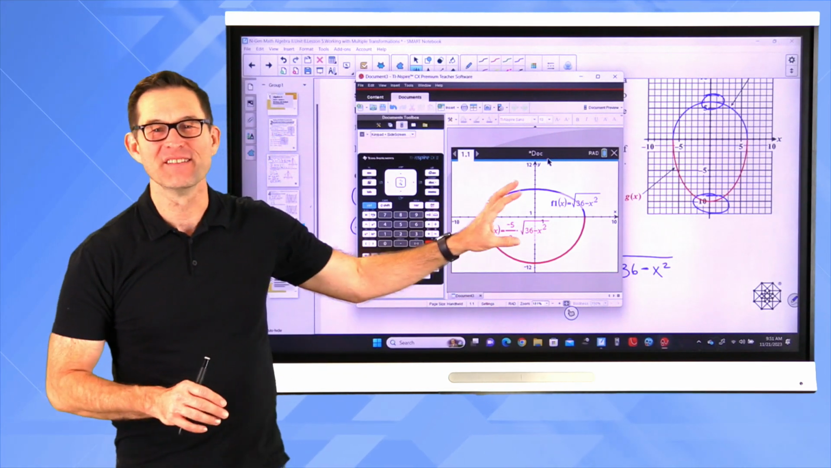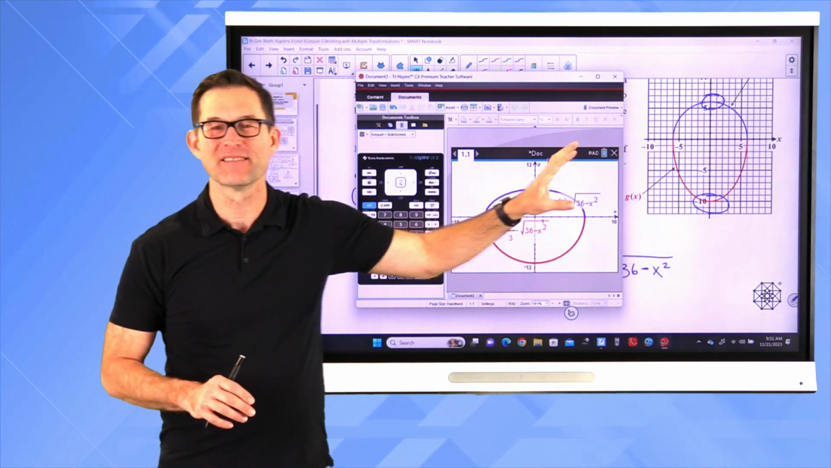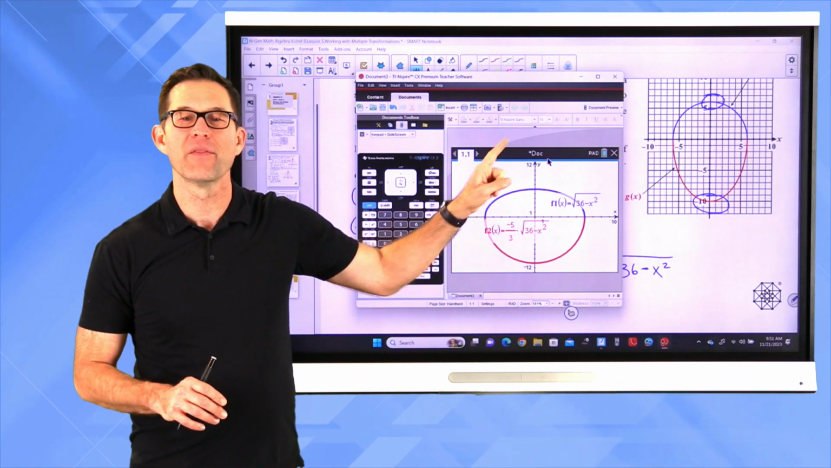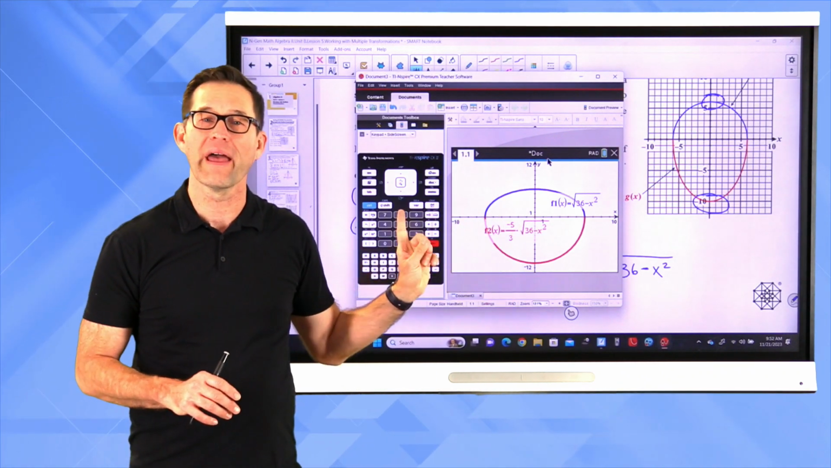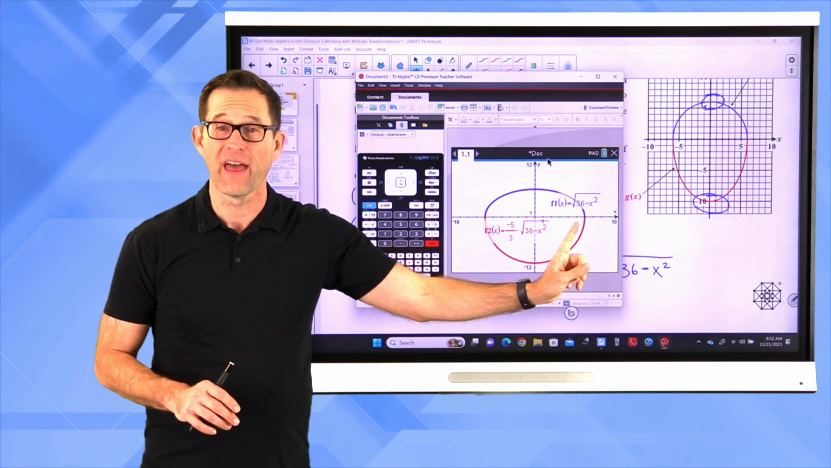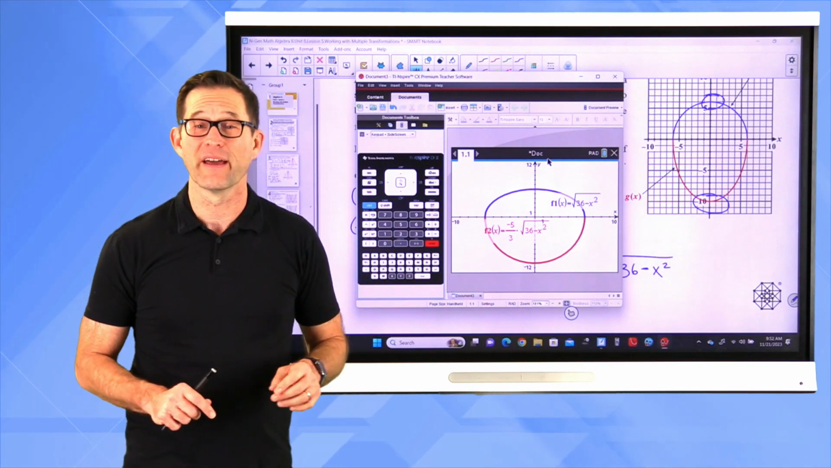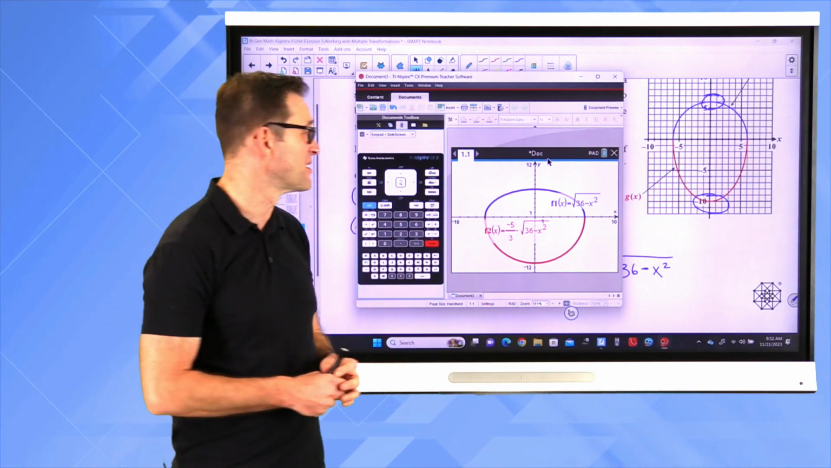The reason why this doesn't look precisely like this is that the screen itself is not what's known as square, meaning that there's a different scale along the y-axis than there is along the x-axis. And that's a little bit unfortunate because it sure doesn't look like the beautiful egg shape that I was expecting.